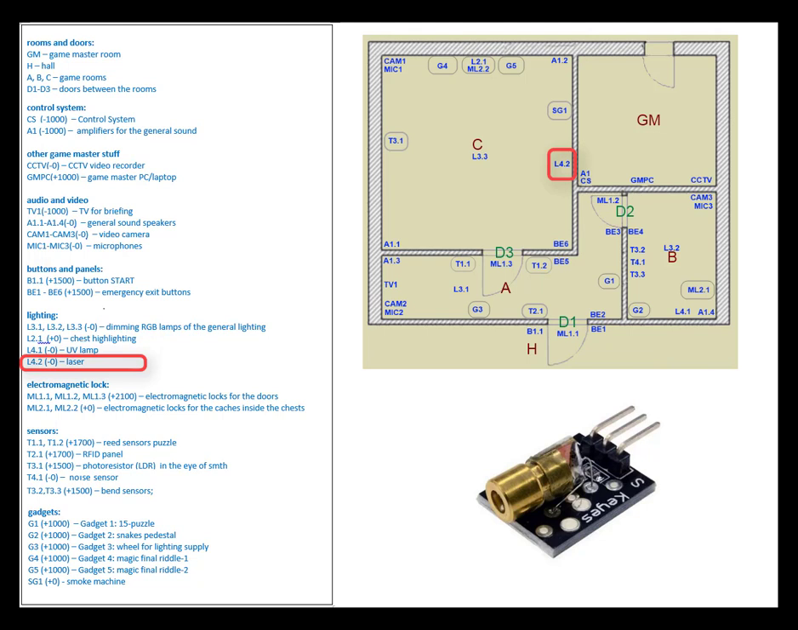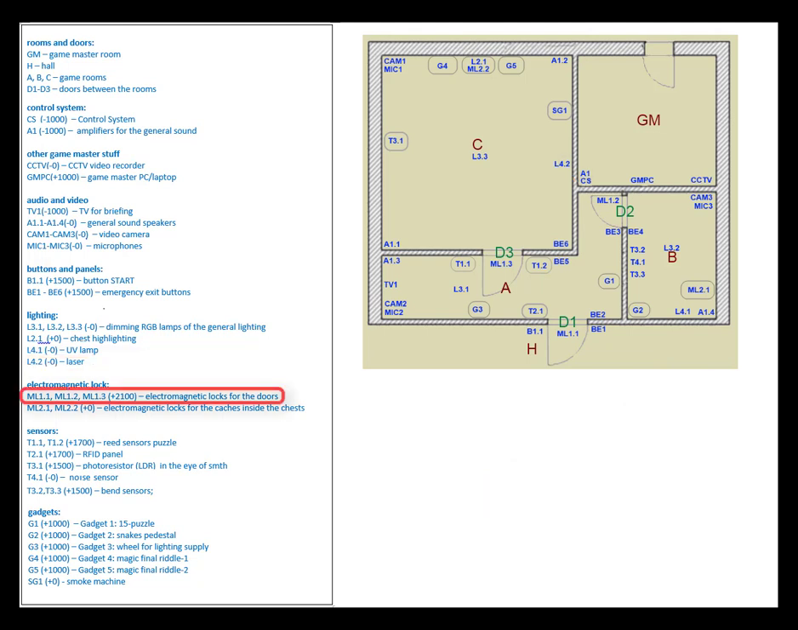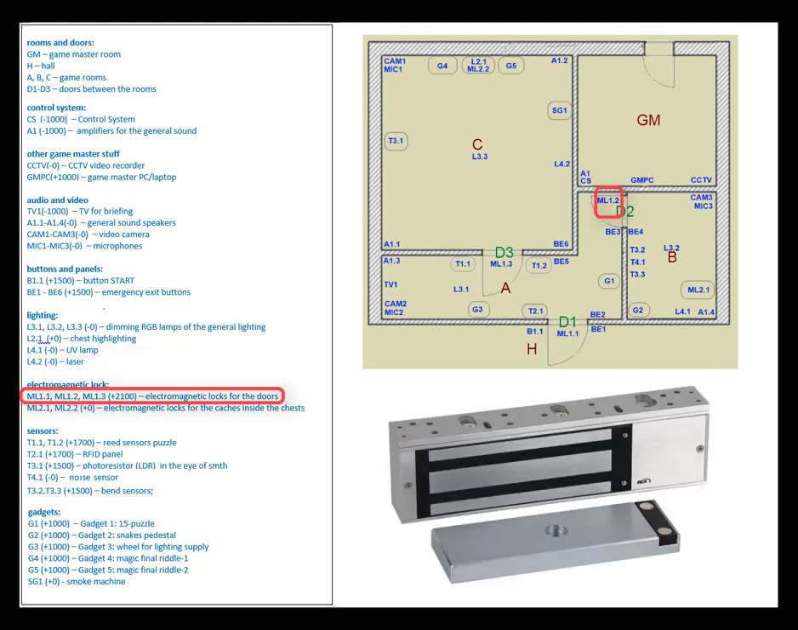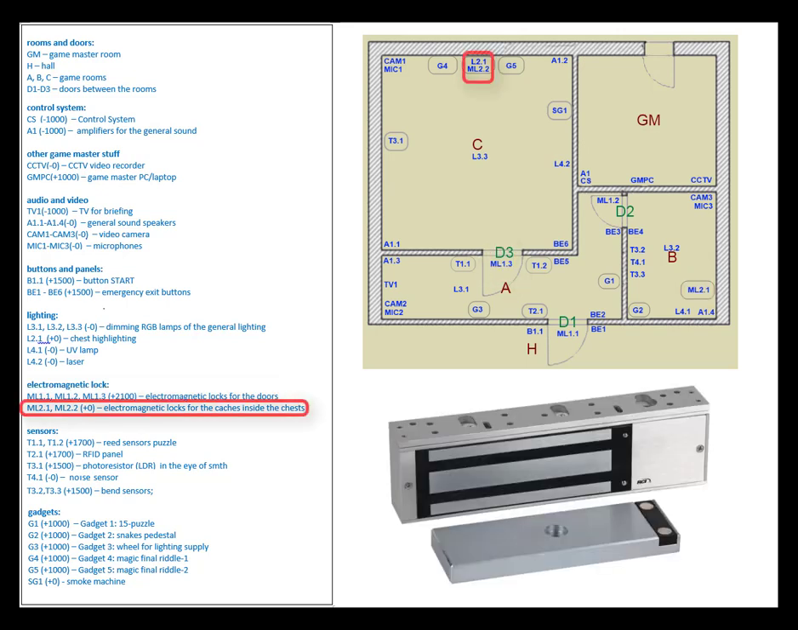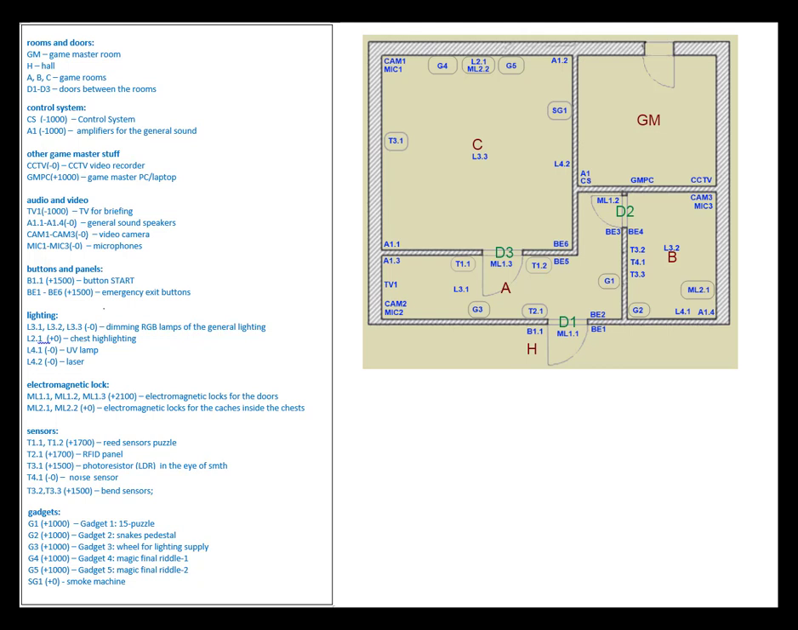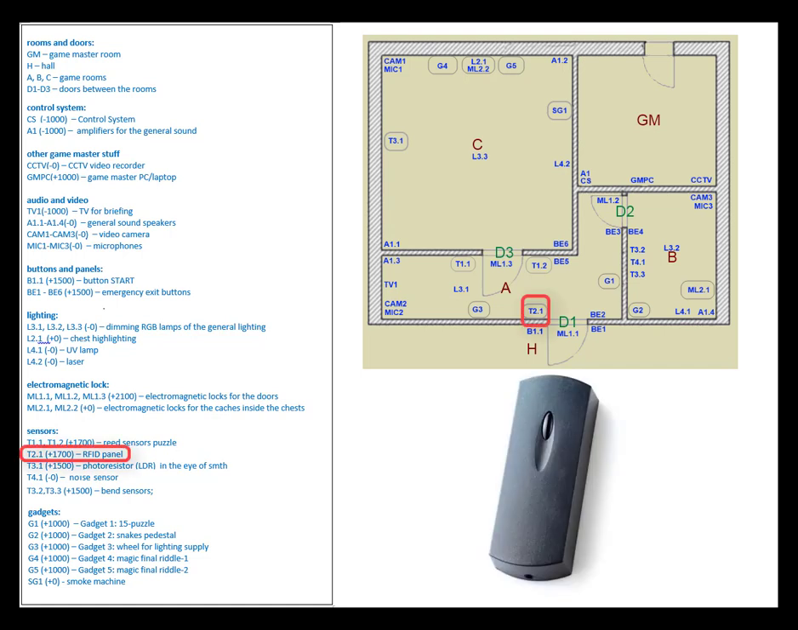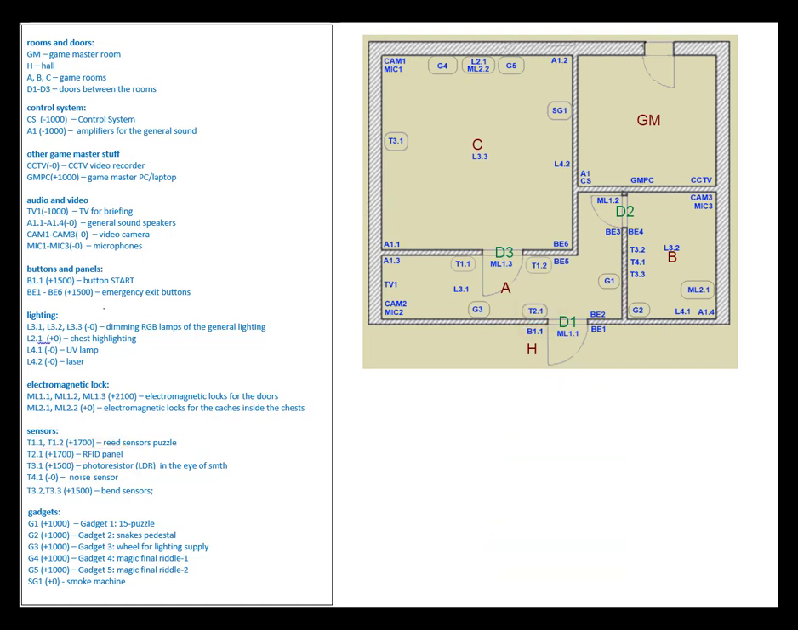Place the laser here. Next components are the electromagnetic locks. Some of them are used for locking the interior doors, and 2 of them are used for locking the chest caches. Place 2 reeds near the door for the puzzle with applying statuettes. Place here the RFID reader, this is the amulet identifier. The photoresistor for the guardian blind riddle will be located here.